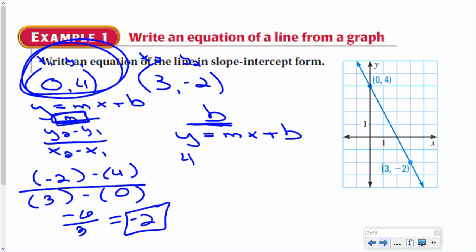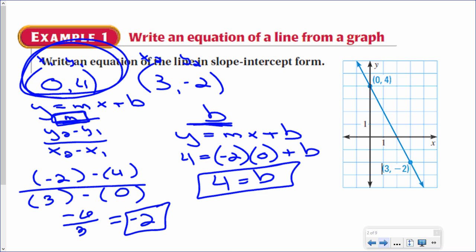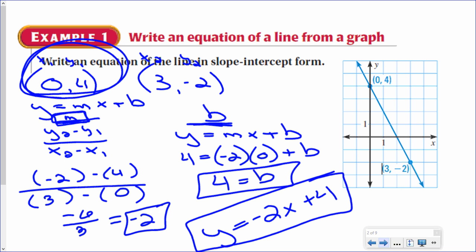So I'll start with 4 equals -2 times 0 plus b. Now we'll just solve for b. I'd have the two things I need for a final answer. Y equals, your slope is -2x, and then your b value is +4. Okay, so that's how you do it if you don't have a graph.